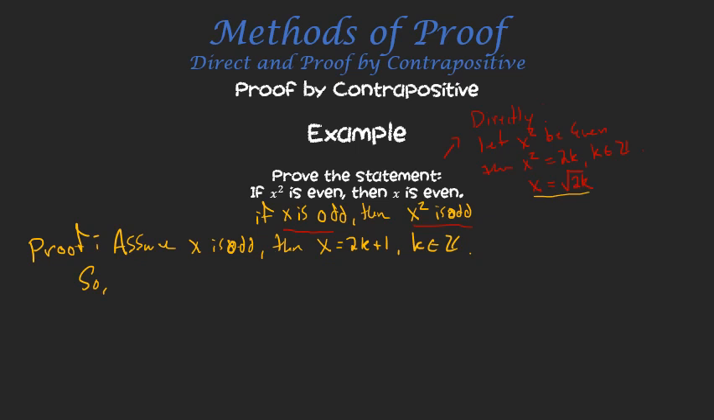So what do we do? We want to investigate x squared, so let's square x. So x squared then would be 2k plus 1 squared, which is, we can square that out, that's 4k squared plus 4k plus 1.